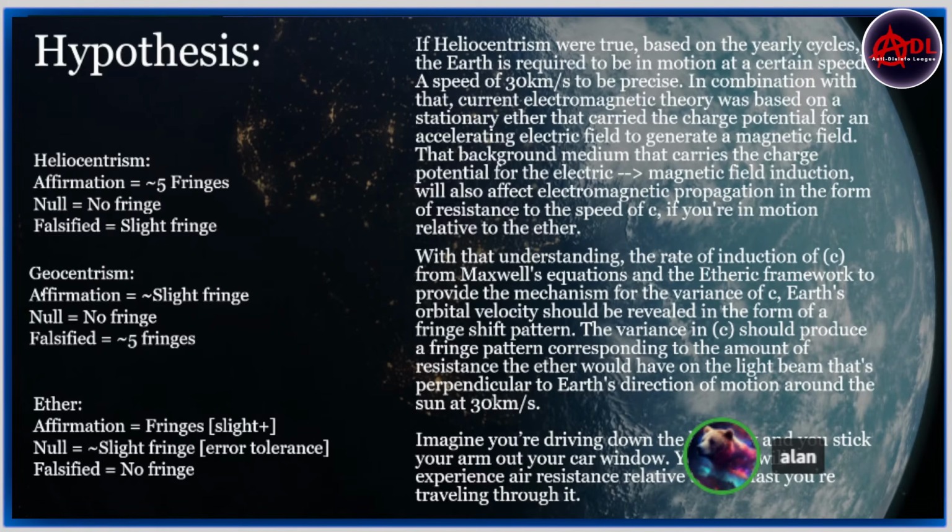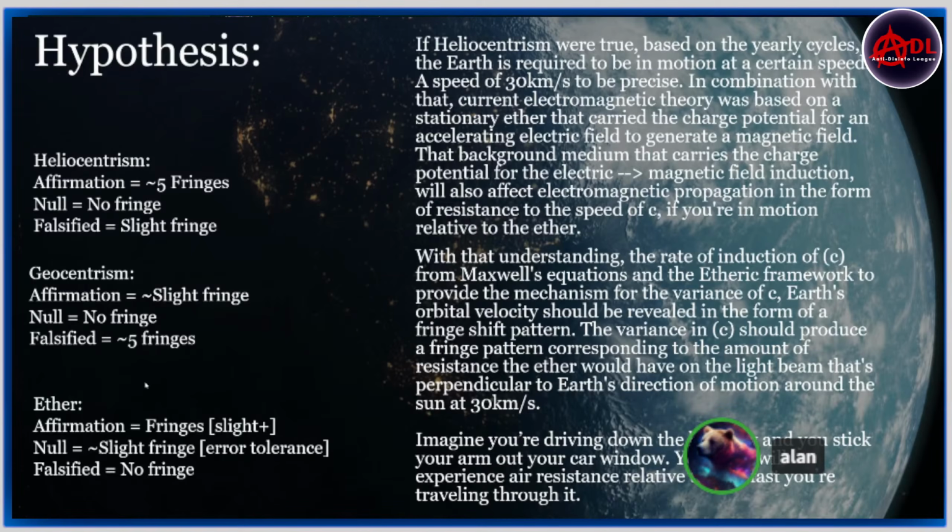So geocentrism, affirmation would be a slight fringe that's reproducible, like I was saying earlier. A null would be no fringe, meaning that you can't determine anything from the speed of light in this regard because it's not producing a fringe shift. And falsified would be 5 fringes. So heliocentrism's motion would have a lot of evidence put forward for it in that regard.